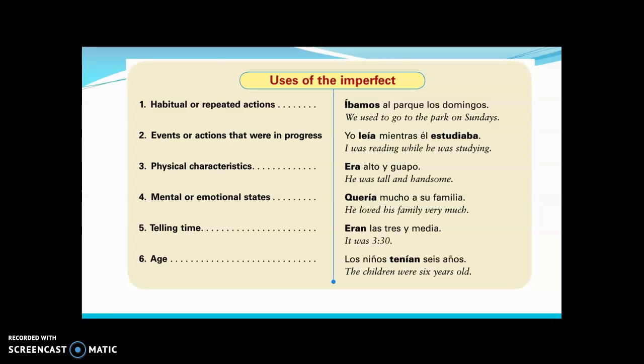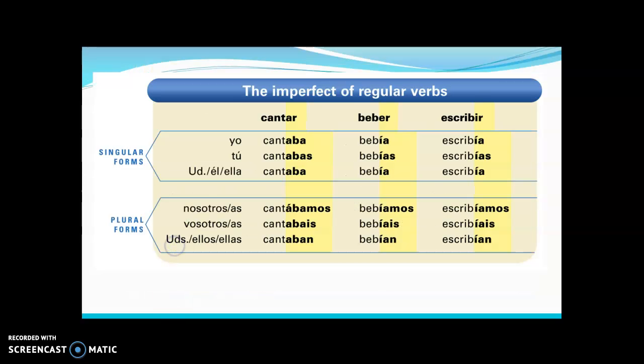Ella estaba muy triste. To tell time. Eran las 3:30 de la tarde. And always age. Los niños tenían 6 años. Cuando yo tenía 6 años, yo era alta. Okay, so a combination of age with physical characteristics.